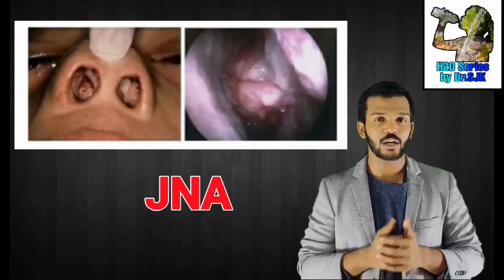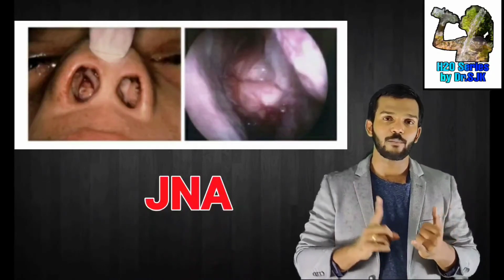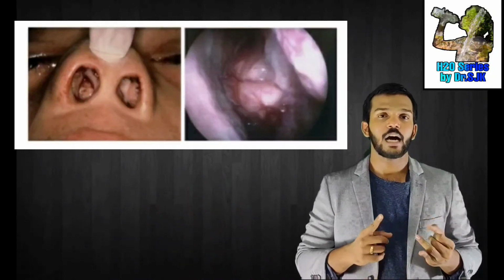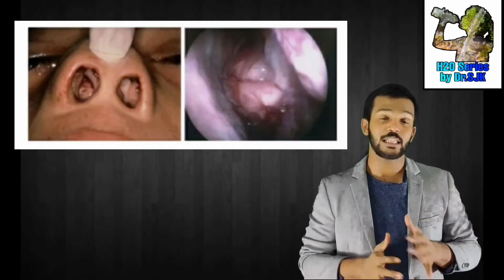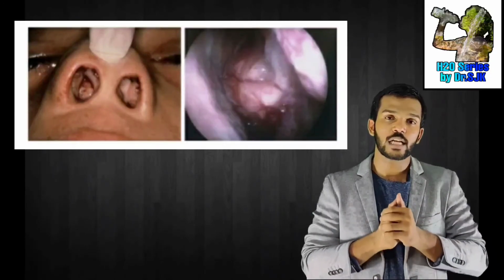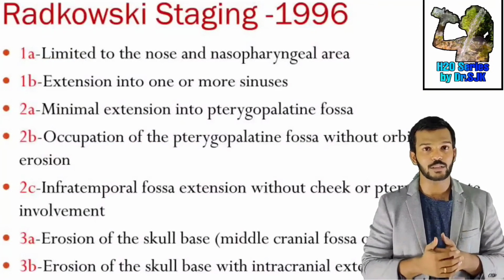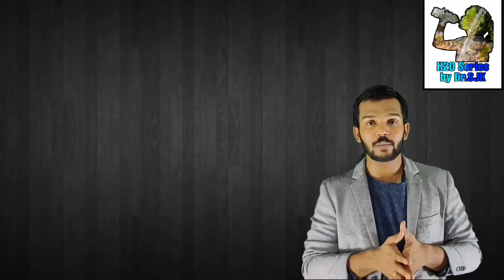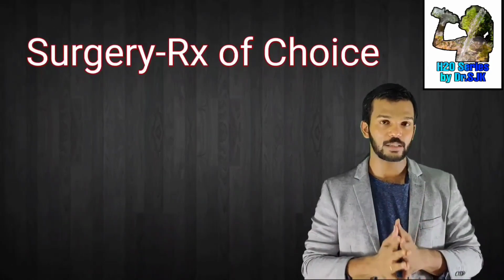The clinical presentation of this tumor is profuse bleeding and nasal obstruction. The bleeding will not be seen in any other case, that much profuse the bleeding will be. Juvenile nasopharyngeal angiofibroma is a benign tumor, so it has staging also. The staging is Radkowski. The definitive mode of treatment for juvenile nasopharyngeal angiofibroma is surgical management.